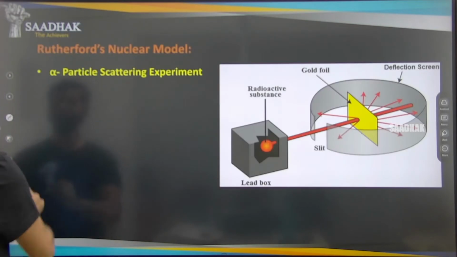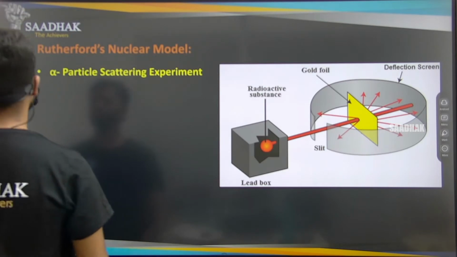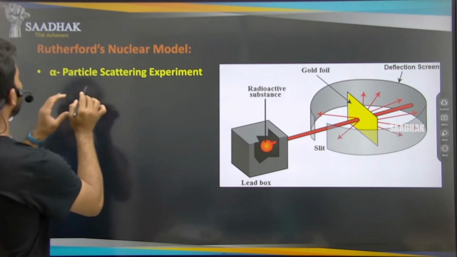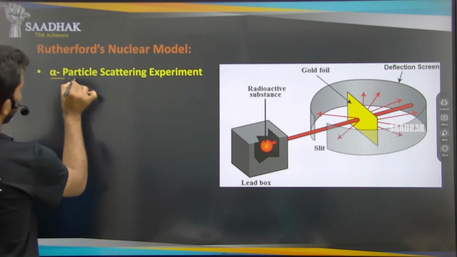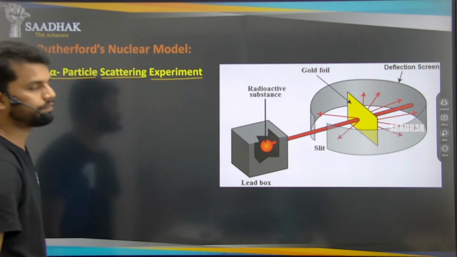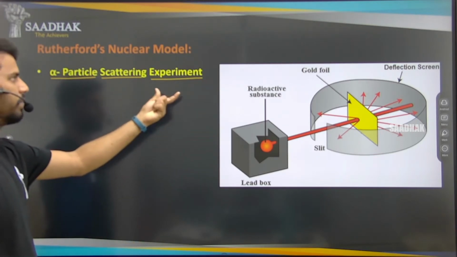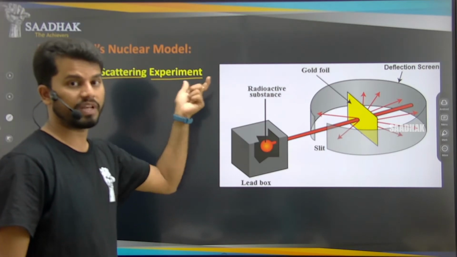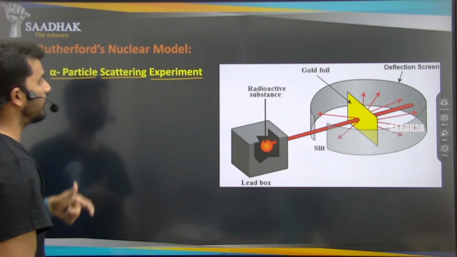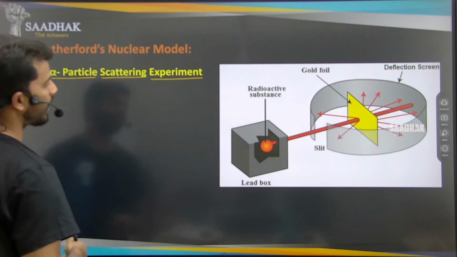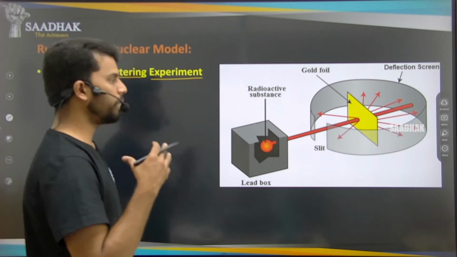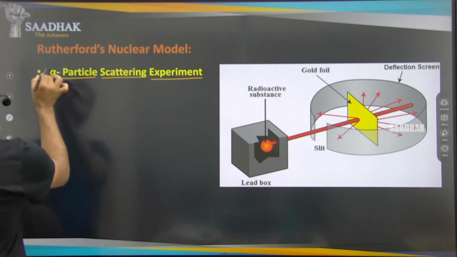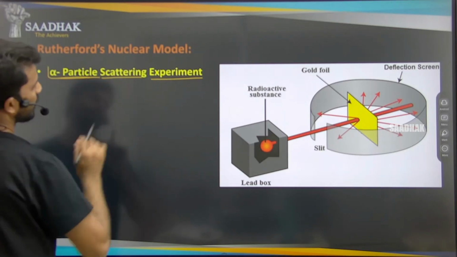So next we have Rutherford's nuclear model. For the Rutherford nuclear model, he performed an experiment called the alpha particle scattering experiment. In the previous lecture we discussed the particulate nature of electricity, and the experiment was the cathode ray discharge tube, right? So by using those cathode ray discharge tube principles, he designed the alpha particle scattering experiment.